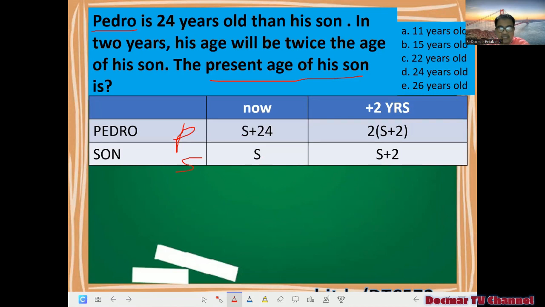The son is S, his age now, and Pedro is S plus 24 now. Pedro will be twice the age of his son in 2 years. Now in 2 years, the age of the son is S plus 2. Okay. Now it is being asked, what will be the age now of his son? The present age now.